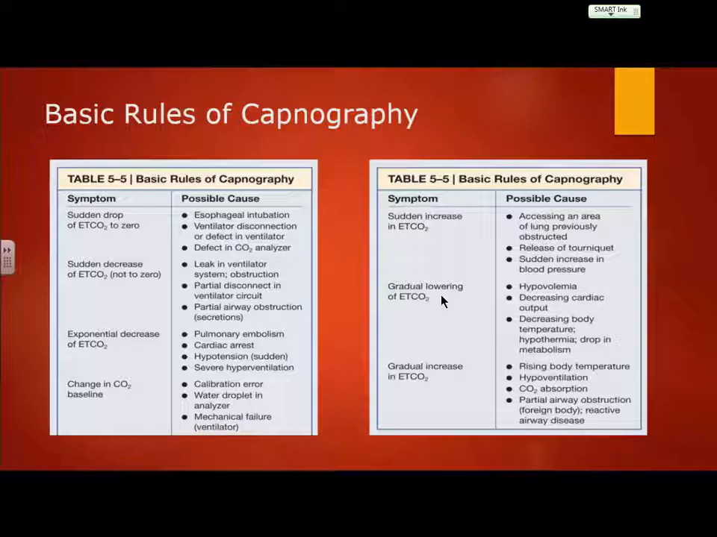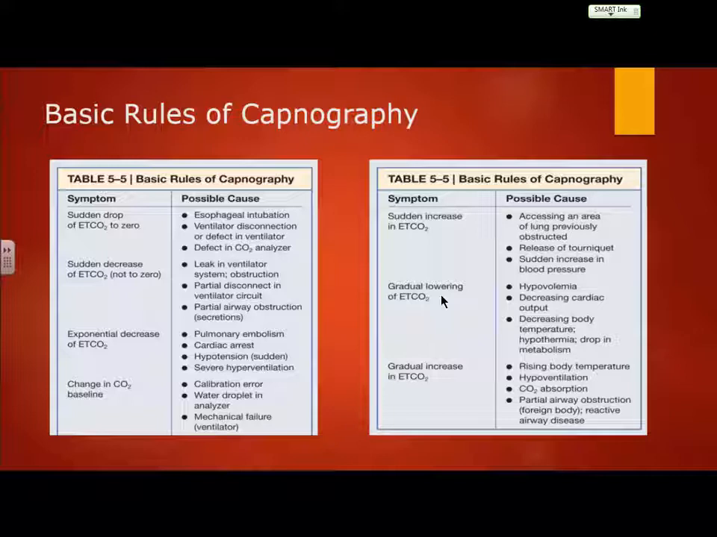If I've confirmed that I still have good placement, I'm getting good chest rise and fall, I'm getting easy compliance, the very next thing I'm going to check is the connection here. Is it still connected? Then the very next thing I'm going to check is, do I have a clog of puke in the circuit, all right?